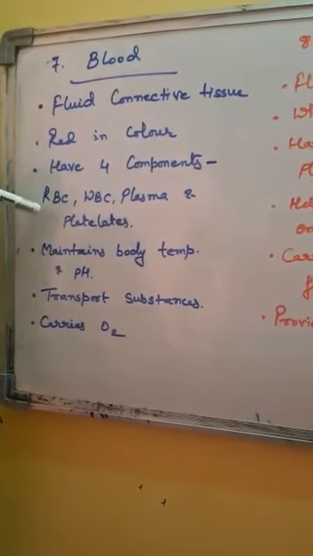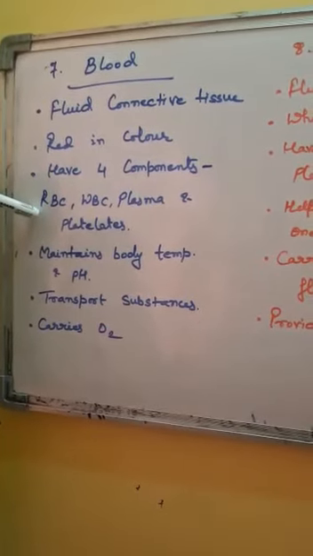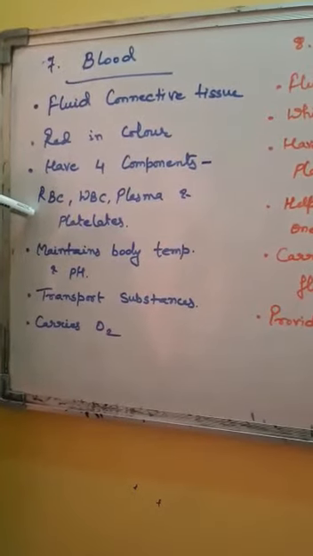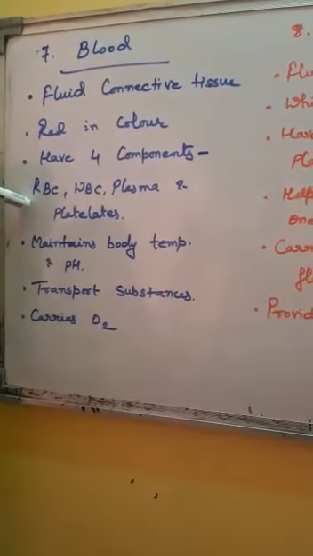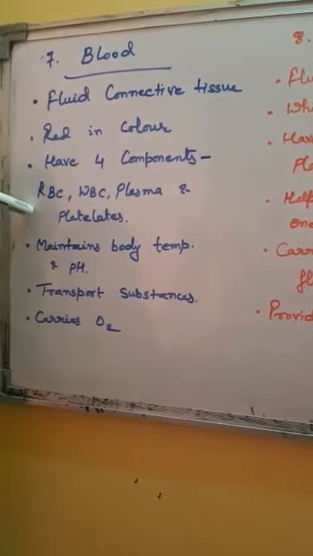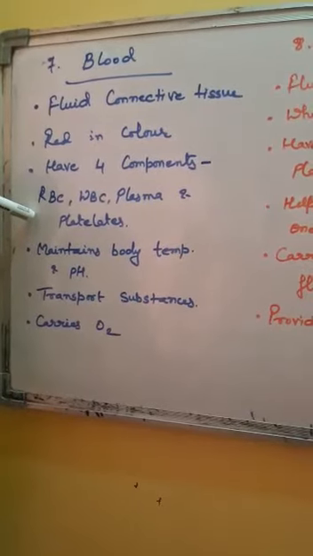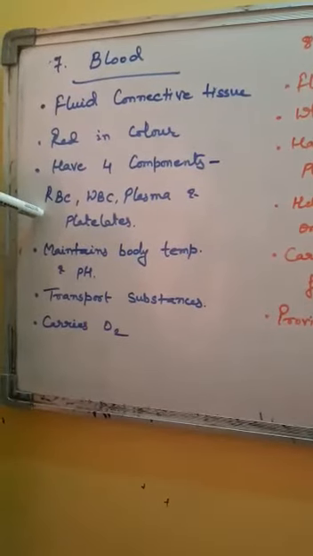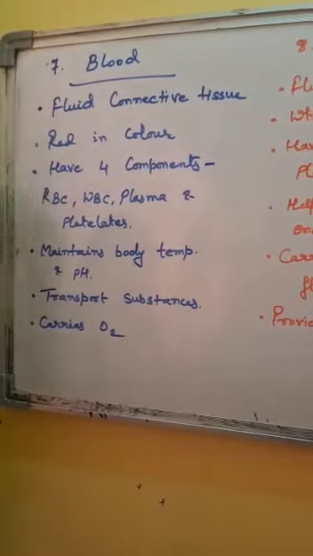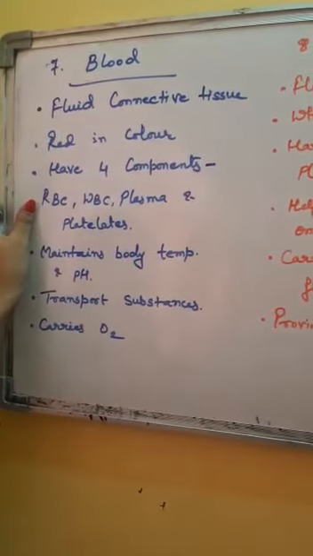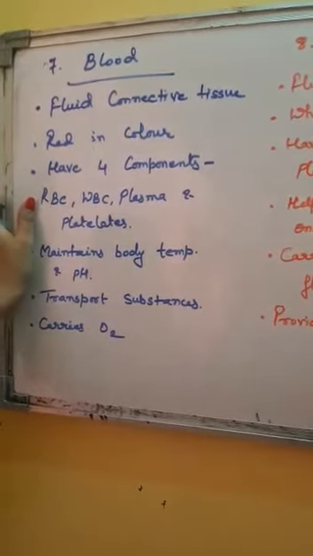The other component of blood is RBC. RBC, as we discussed earlier, red blood corpuscles. It is red in color due to the presence of respiratory pigment or oxygen carrying pigment called hemoglobin. Its main function is that it carries oxygen from one place to another.